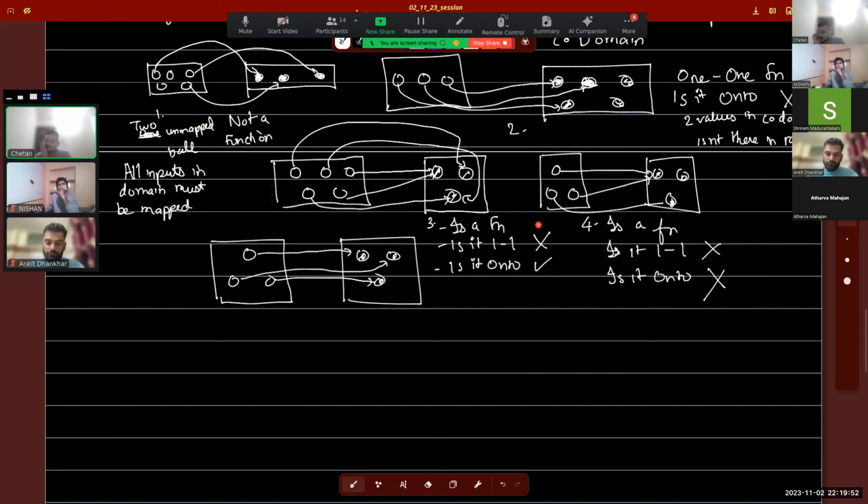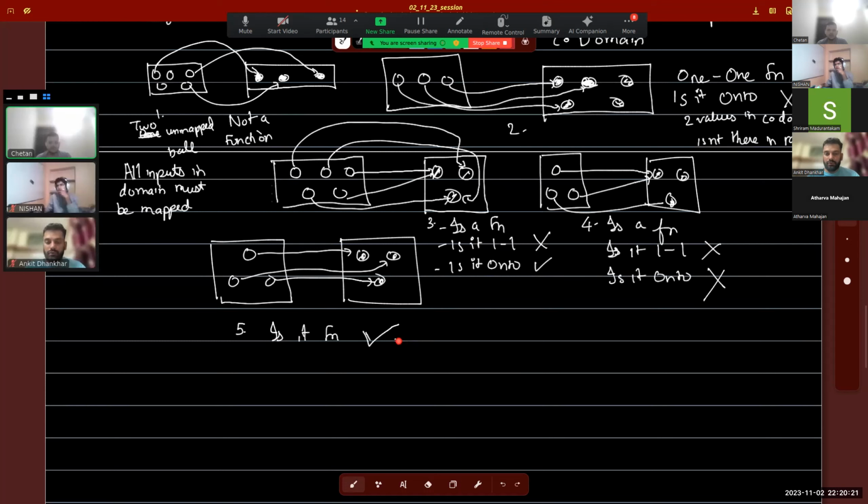Now let's look at the last case. I have 3 elements in my domain and 3 elements in my codomain. Is it a function? First of all, let's see. Anurag says yes, it's a function. It's a function because I have all the elements in my domain mapped to some element in my codomain.